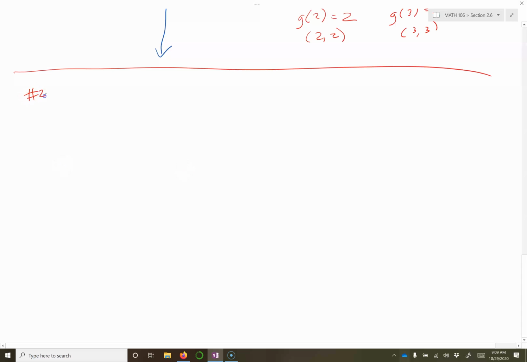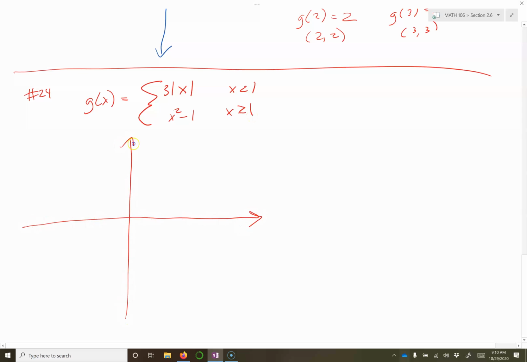So this is number 24 out of the end of section 2.6. We have g of x equals a 2-piece function. Actually, I modified it a little bit just to make it a little more fun. All right, a 2-piecer, here we go. So we've got g of x, and we have x.